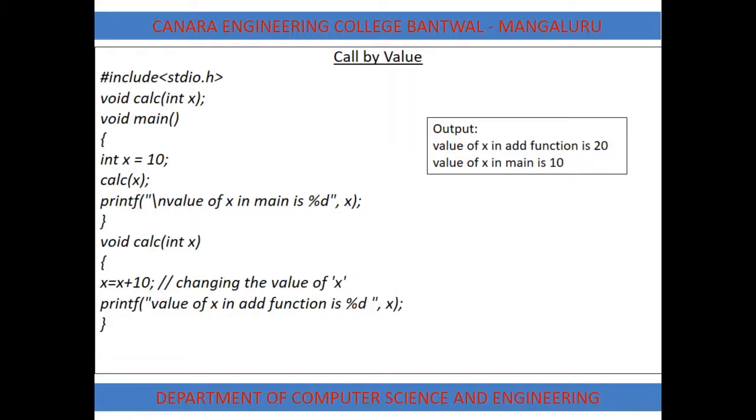Because when we execute call by value, whatever value we are sending will be copied onto the formal parameters in the called function. So the x value changes only within the calc function, but the original value of x in the main function remains the same, because when we execute call by value, always the actual parameters are copied onto the formal parameters. So it operates only on the copy of the value sent.